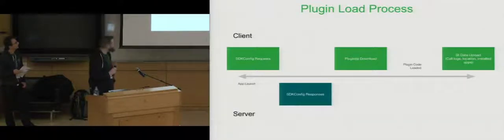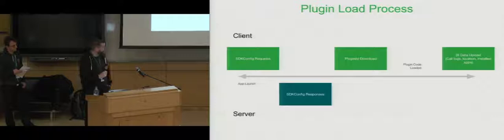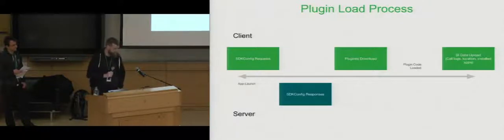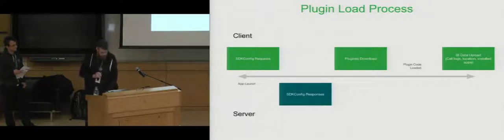So in terms of how the plug-and-load process works, the SDK sends out SDK config requests. The server responds with responses that'll have encrypted jar file URLs and AES or XOR keys for decryption. Plugins get downloaded, the plugin code gets loaded. There's a time delay, then business intelligence data gets uploaded. That's call logs, but also location information, lists of installed apps, things like that.